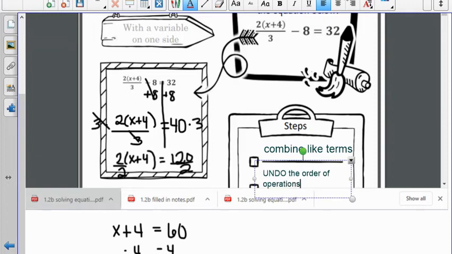We know the order of operations, PEMDAS, right? Parentheses, exponents, and so on. We know all of that. Well, you want to undo it in the opposite direction. So you want to undo exponents first. You want to undo all of the parentheses stuff. You want to undo your adding and subtracting and your multiplying and dividing.